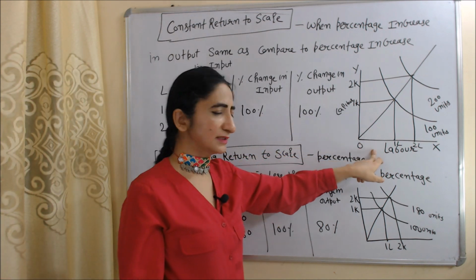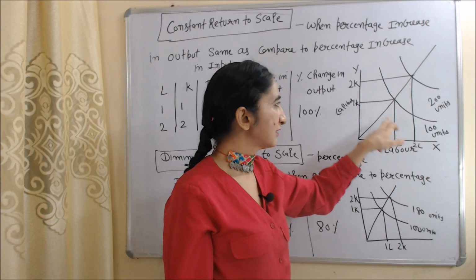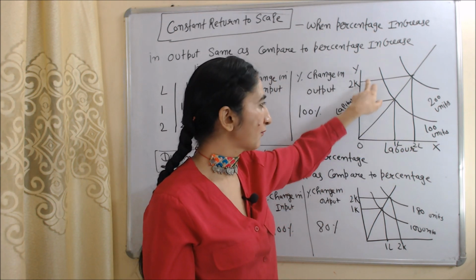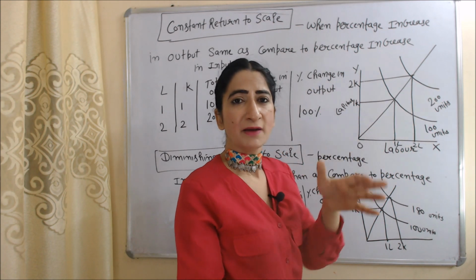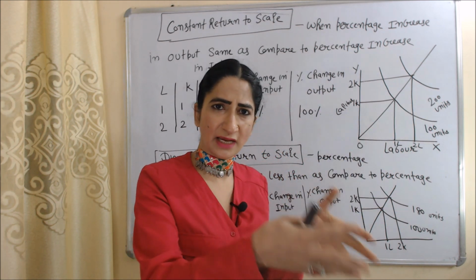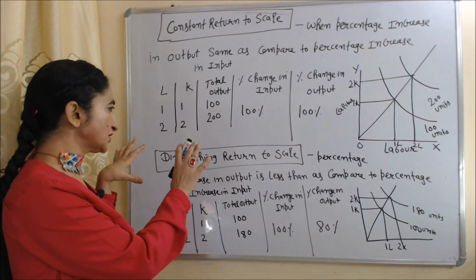Same thing you can see in this diagram. One labor and one capital are giving 100 units of output. When we increase our labor and capital from 1 to 2, our output increases from 100 to 200 units. So here you can see the percentage increase in output is the same as compared to the percentage increase in input. Now we are going to talk about diminishing return to scale.